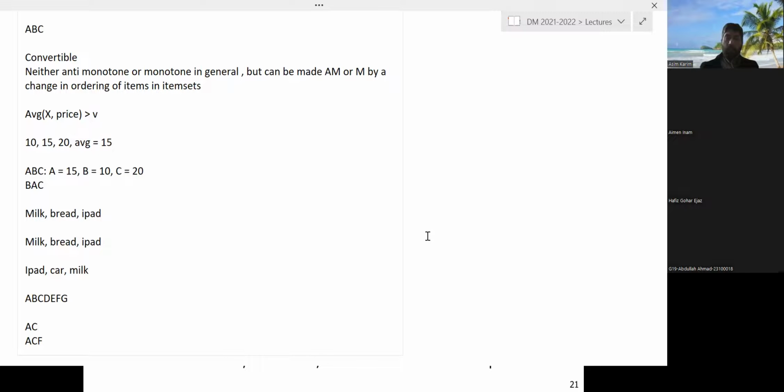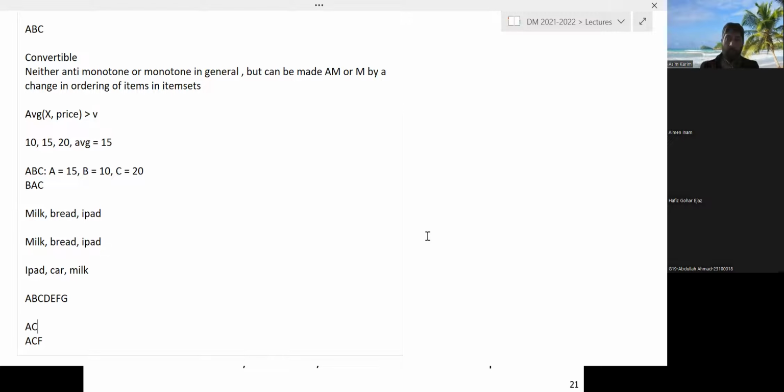So this is monotonic. But if we did not have this ordering of items according to price, then we could not say this was monotone or anti-monotone. So that's the point here. If we had ordered the items in price ascending order, only then can we say this rule of average is monotone or anti-monotone.